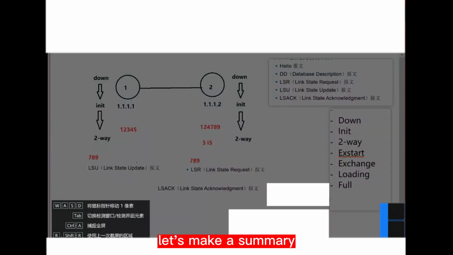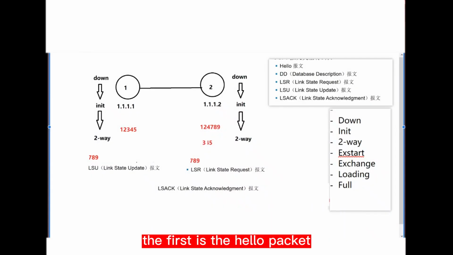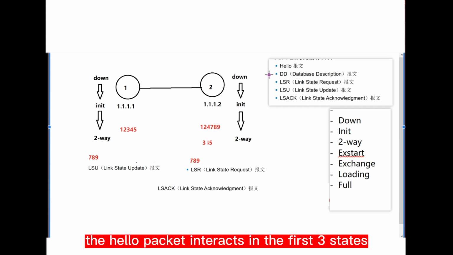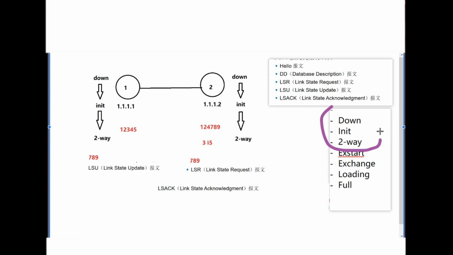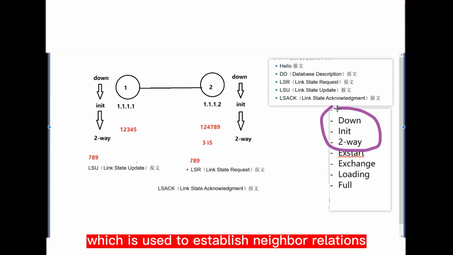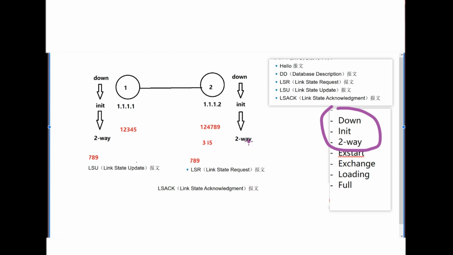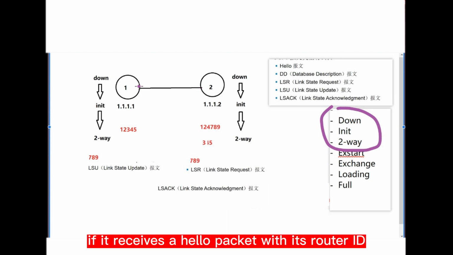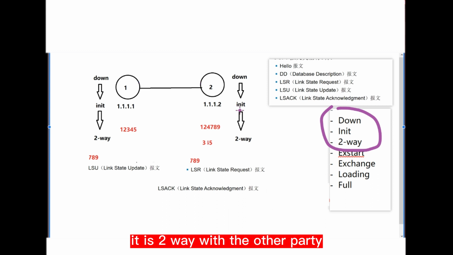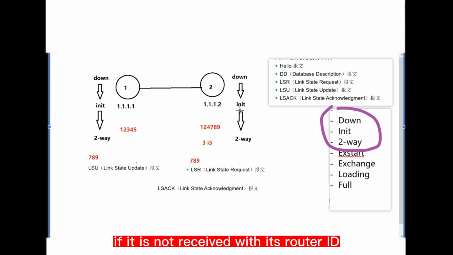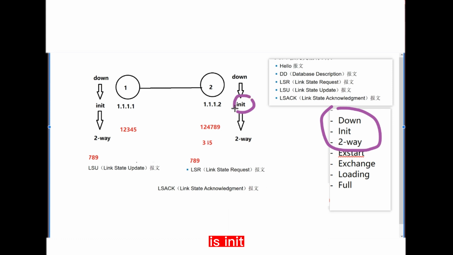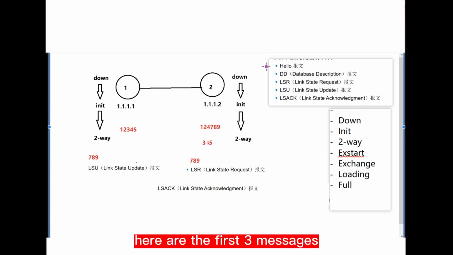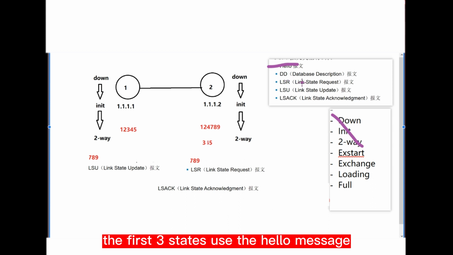Okay. Let's make a summary. The first is the hello packet. The hello packet interacts in the first three states, which is used to establish neighbor relations, from down to init to two-way. The difference is that it checks if there is its own router ID inside. If it receives a hello packet with its router ID, it is two-way with the other party. If it does not receive its router ID, it is init. The first three states use the hello message.